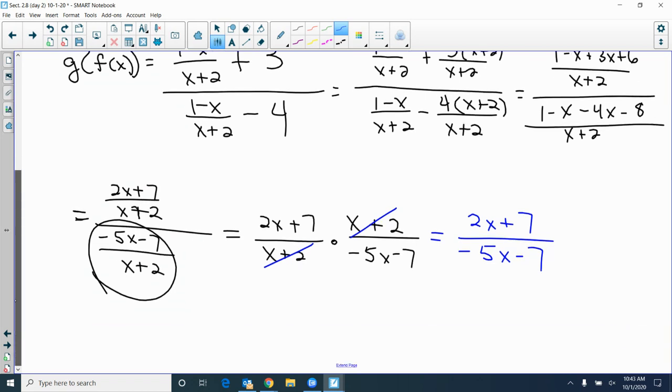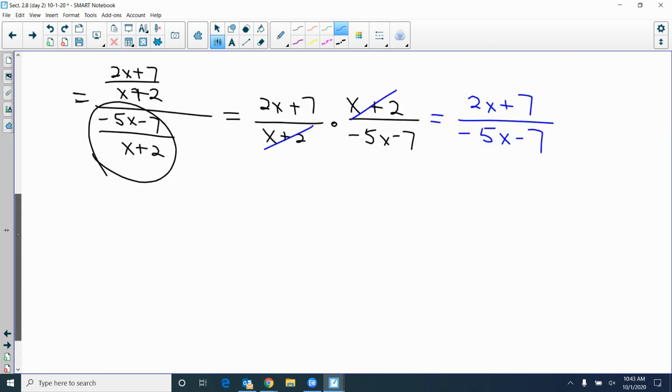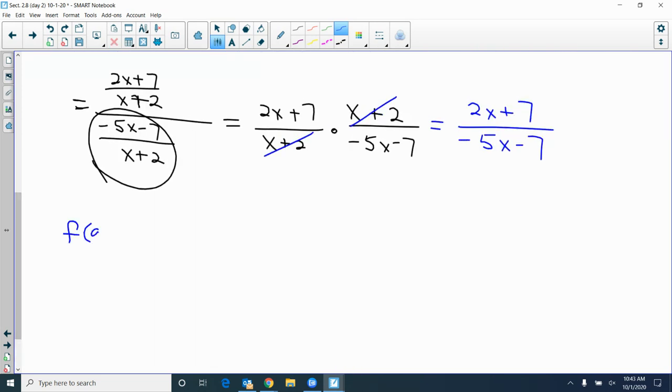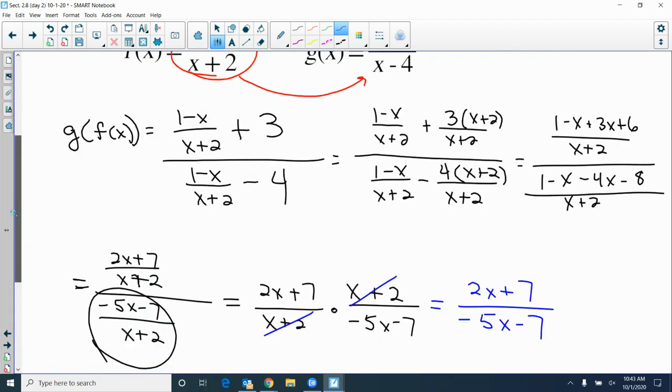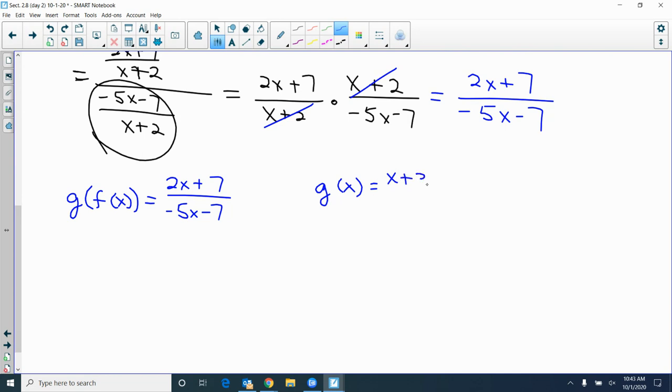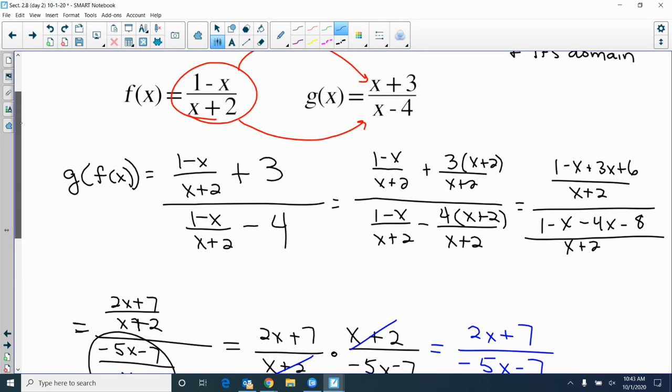Now let me do something here for real quick. F of g of x. No, it's g of f of x, right? G of f of x equals 2x plus 7 over negative 5x minus 7. The original g of x was x plus 3 over x minus 4. The original f of x was 1 minus x over x plus 2.